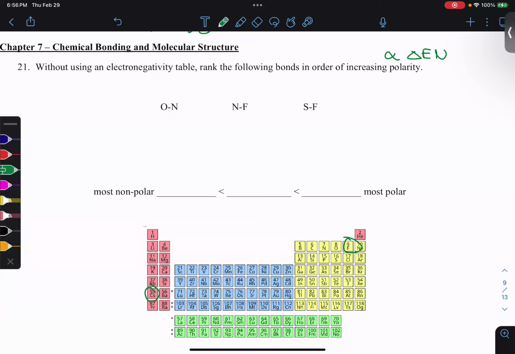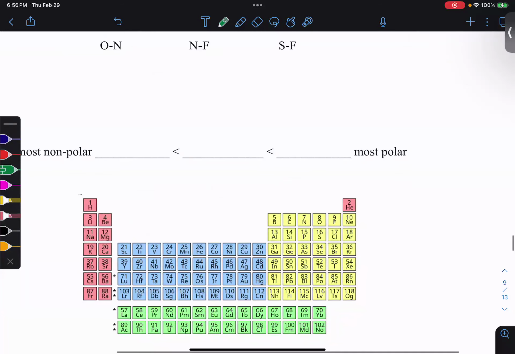Cesium, not polar at all. It's not electronegative at all. Fluorine, super electronegative. So when you take the difference, that's going to be a huge number. That's a straight up ionic bond. But unfortunately, those are not the examples I give here. So I have an O-N bond, an N-F bond, and an S-F bond. Okay, tricky, tricky, tricky.